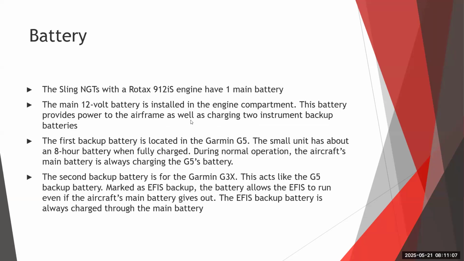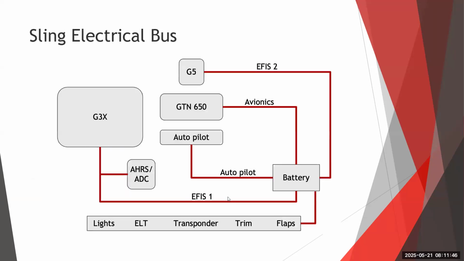The battery provides power to the aircraft and charges 2 instrument backup batteries. The first backup battery is located in the Garmin G5, so our smaller one. It has about an 8-hour battery life when fully charged. During normal operation, the aircraft's main battery is always charging the G5 battery. The second is for the G3X and acts like the G5 battery backup. We have a switch called EFIS backup. The battery allows the EFIS to run even if the aircraft's main battery goes out. The EFIS backup battery is always charged through the main battery.